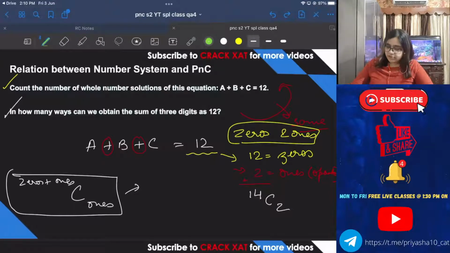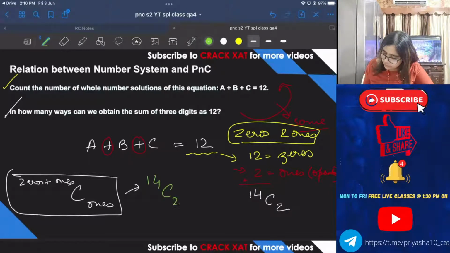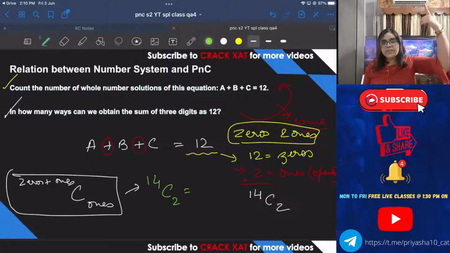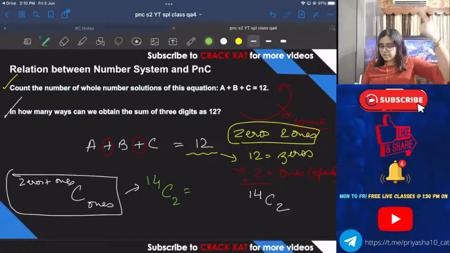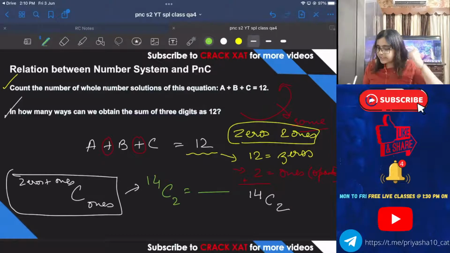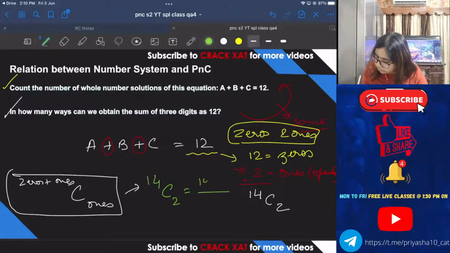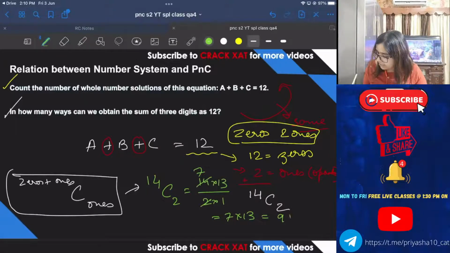Why are you people taking so much time to find out 14C2? 14C2 we just did in the beginning quiz mode, right? C means we will have a numerator, we will have a denominator, and we'll open it. Very good, Abhinash. 14 into 13 and 2 into 1, cancelling 14 by a 7. 7 into 13 gives me a 91.